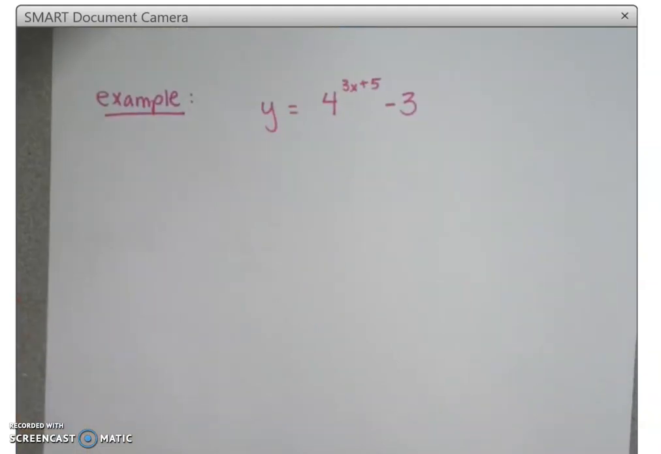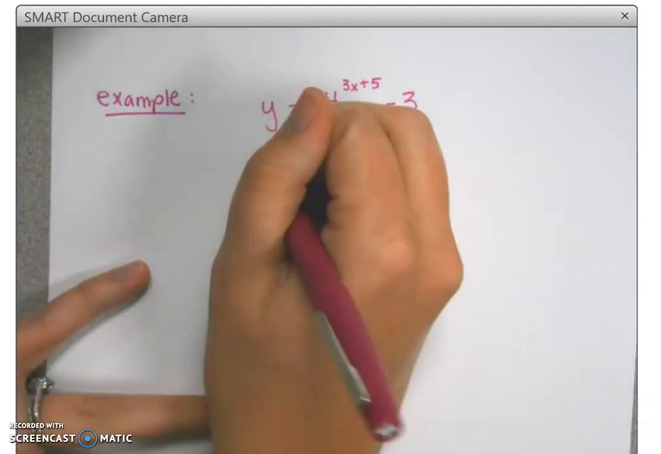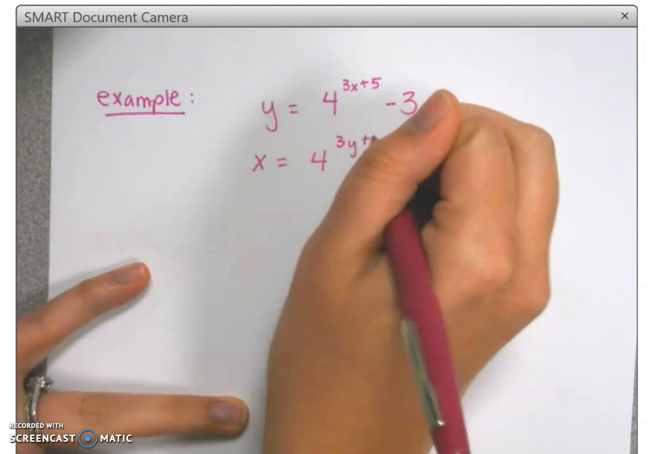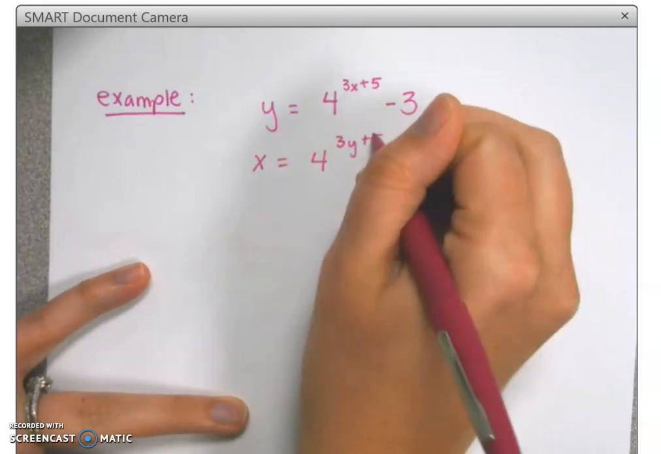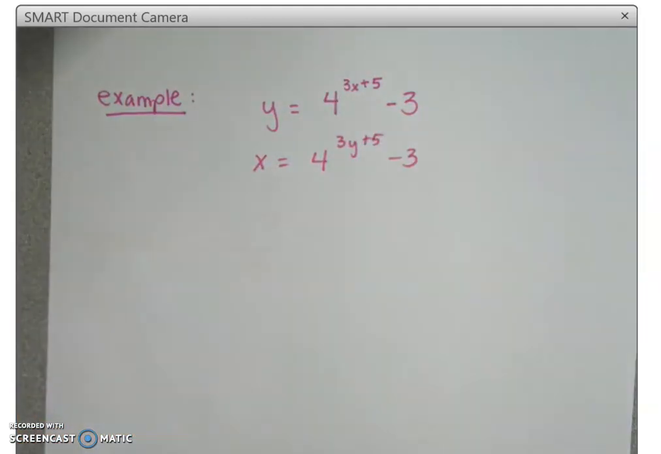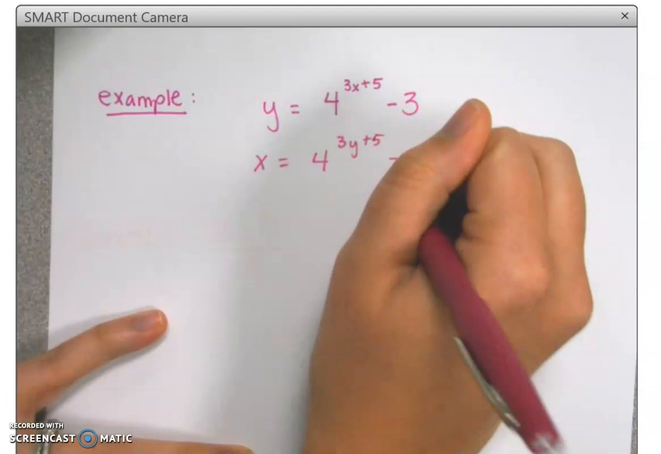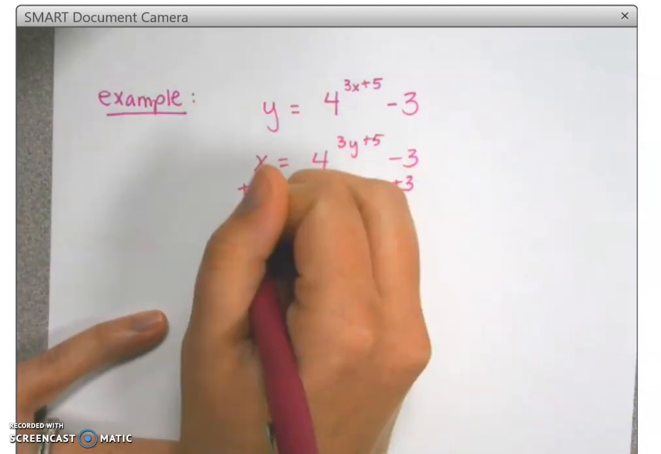So step 1 says switch x and y. You literally switch them. And now I'm going to solve for y. Remember, you always do the farthest thing from y first. So that's going to be this minus 3. I get rid of it with a plus 3.